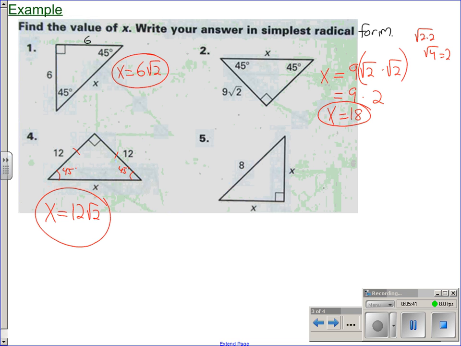In the last example, number 5, those two legs are both x, forcing those to be the same, 45 degrees, same thing as what we just did. Now, you take the length of the leg and you multiply it by square root 2, that is giving you the hypotenuse. The question is now solve for x. So, solving for x, we've got to divide by square root of 2.